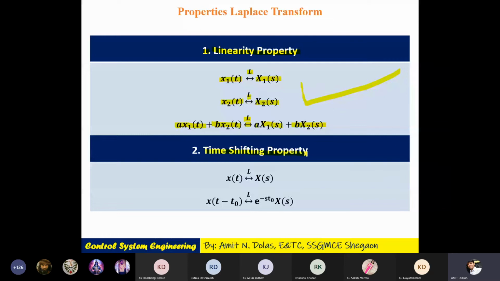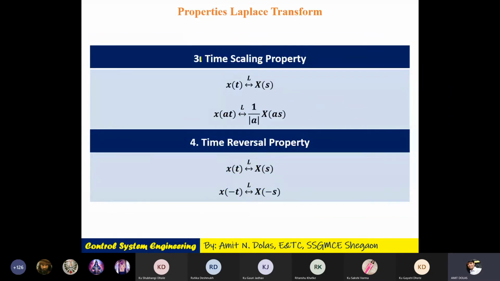Time shifting property. If x of t Laplace transform is x of s, then if I change the time, that is x of t minus t0, then what will be the Laplace transform? In time shifting property it will be e raised to power minus s t0 into x of s. With the resulting x of s, we can write this e raised to power minus s t0. That is time shifting. Quickly we'll go through.